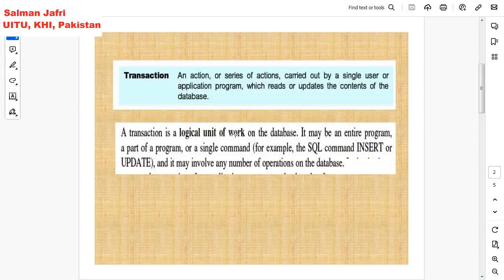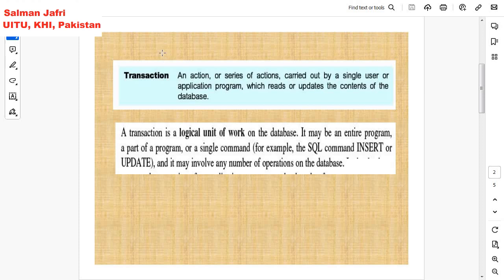So in order to study or discuss concurrency control, the fundamental thing that we discuss should be transaction, right? And what is a transaction? An action or series of actions carried out by a single user or application program which reads or updates the contents of the database. Remember, I talked about an excellent example of a transaction in a banking system.